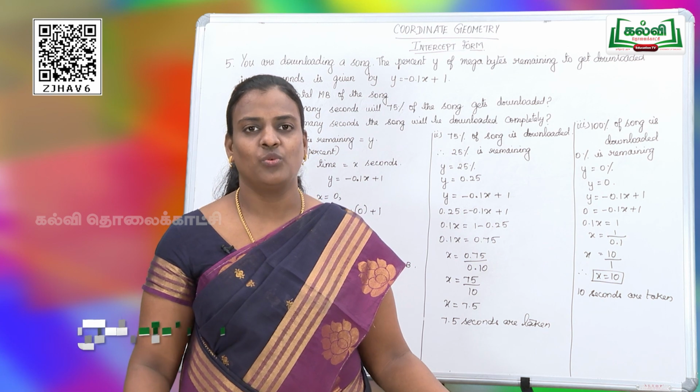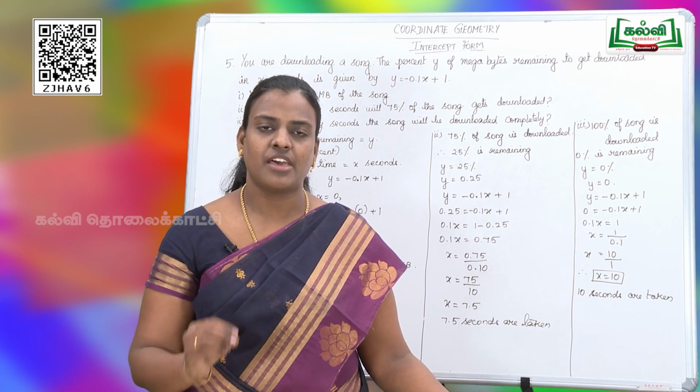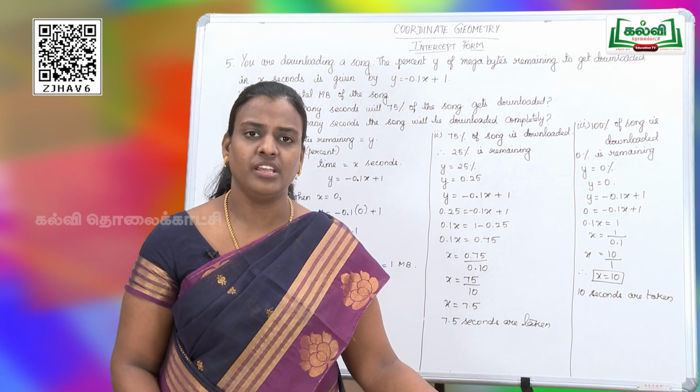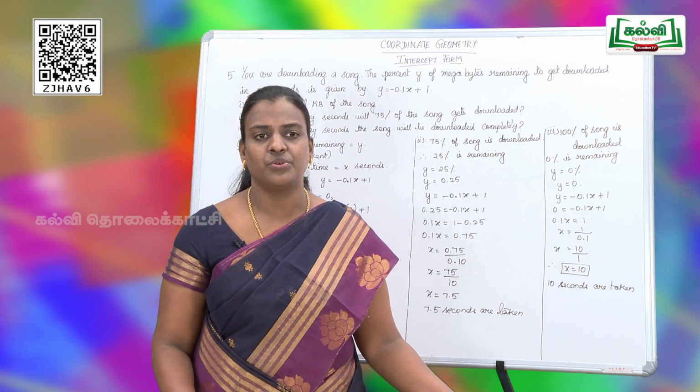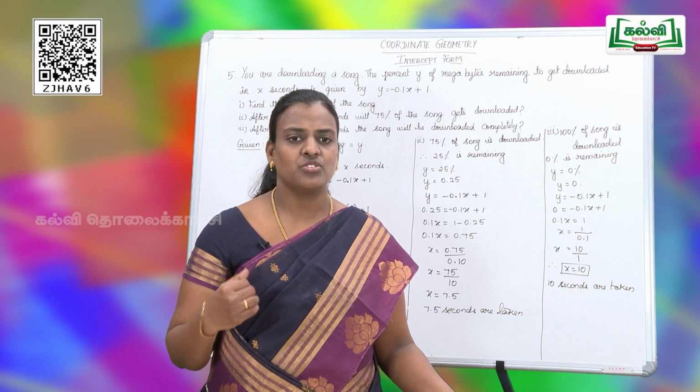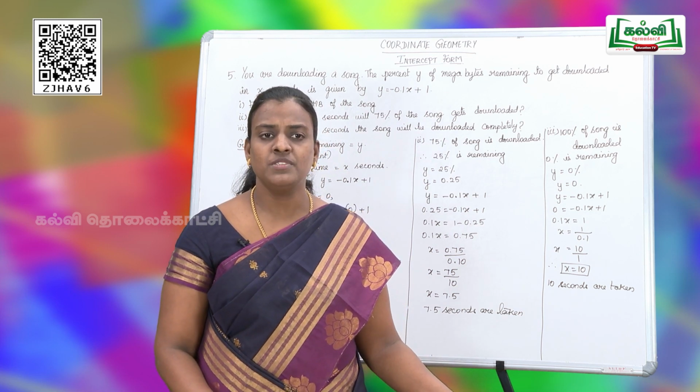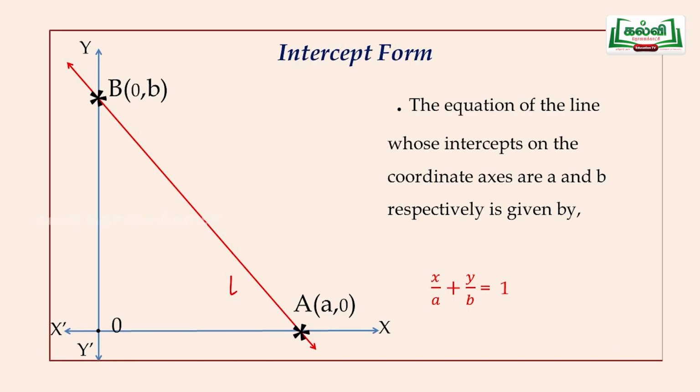Hope you all understood what went on in the class, children. Let us have a quick recap of what was done today. Just one formula or one form of equation of the line was done today, which is the intercept form. Based on that, we have done certain problems. So the intercept form is x by a plus y by b is equal to 1, where a and b are the intercepts on the x and the y axis respectively.